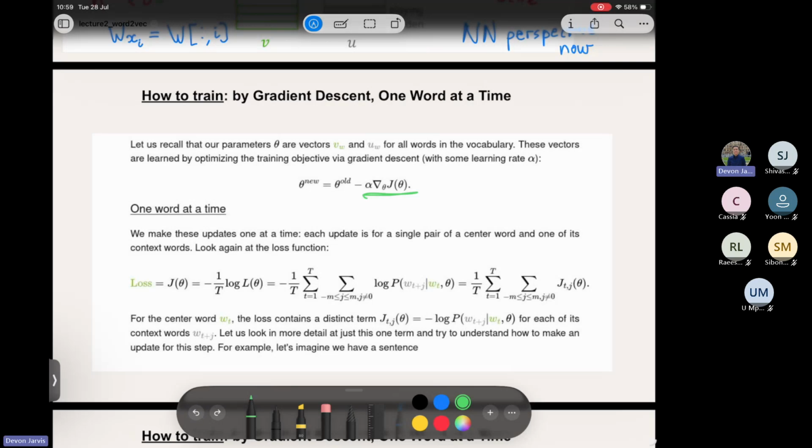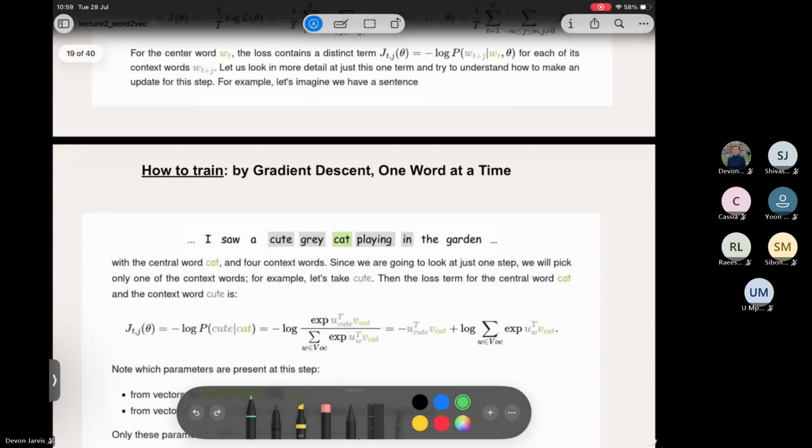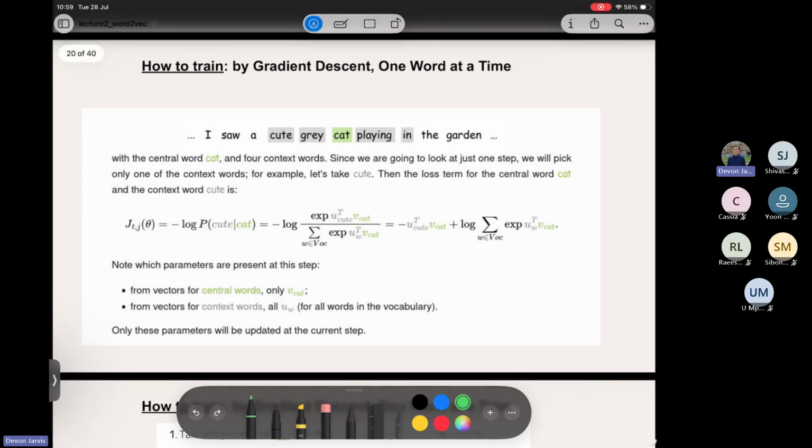Okay, and so for the center word, the loss contains this distinct term for each of the context words. And so this then lets us go and optimize each word pairing separately. Okay, these are wordy now. So with the central word cat and the 4 context words, since we are going to look at just one step, we will pick only one of the context words for each. Let's say cute. Then the last term for the central word cat and the context word is the following.